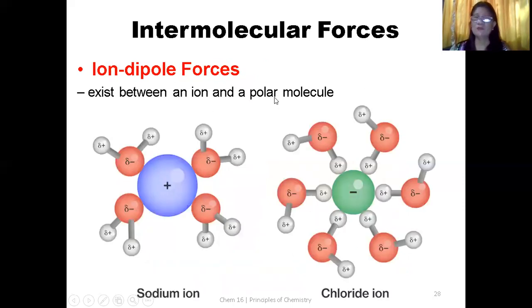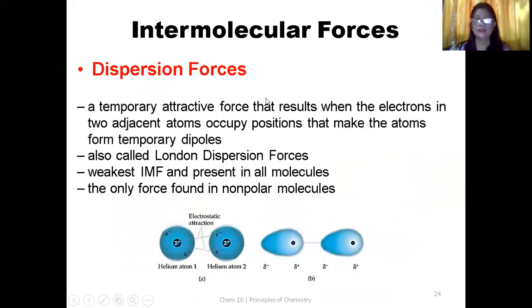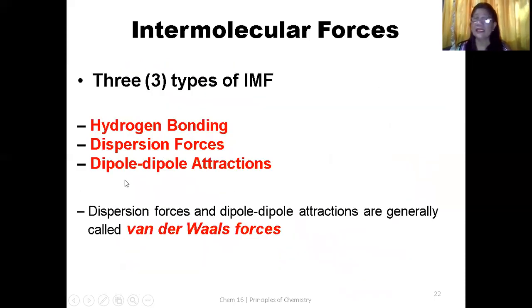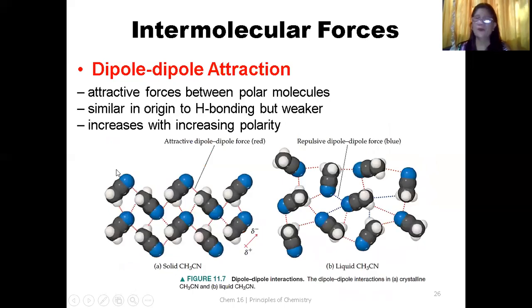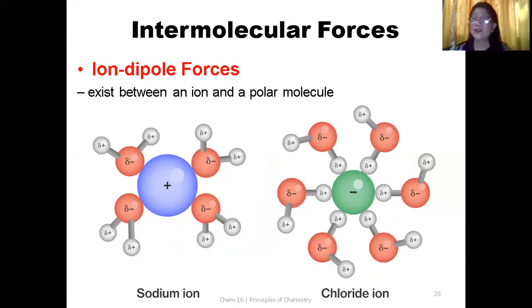What do you mean by another force under IMF? It is the ion dipole. Take a look. It is hydrogen bonding first, then dispersion, then the dipole. Here we have the dipole attraction. Here is the ion dipole. It exists between an ion and a polar molecule.